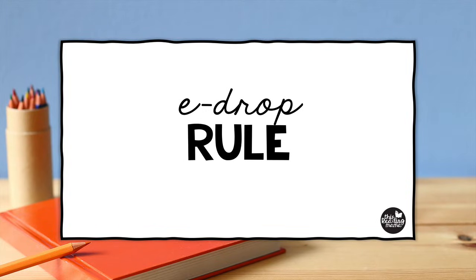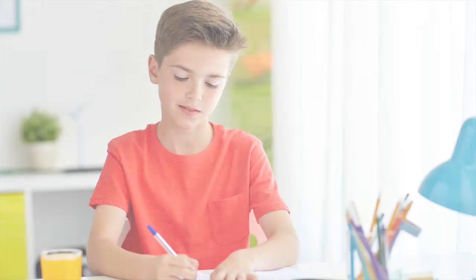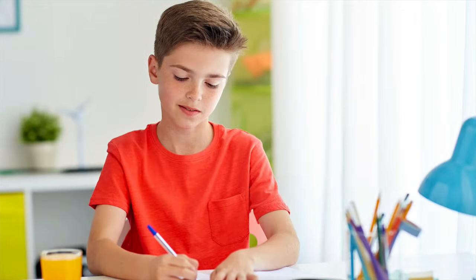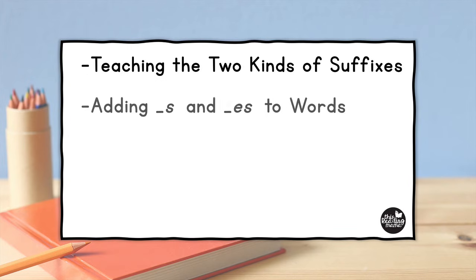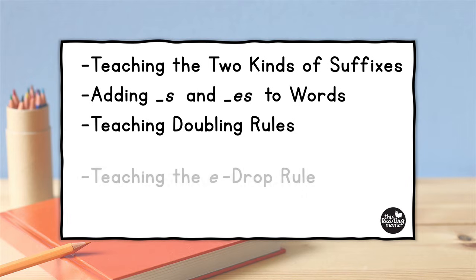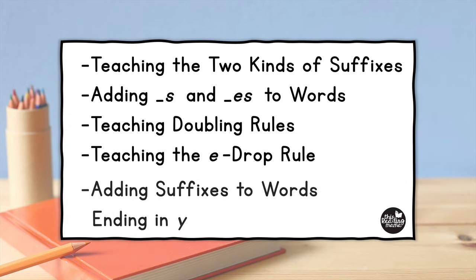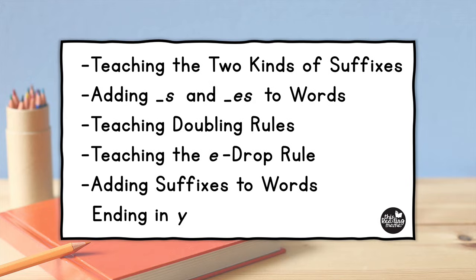The eavesdrop rule. As our learners come across longer words in their reading and those they need to spell, we want to be sure to teach them strategies to support their development. One of the ways we can do this is by teaching them the rules for adding suffixes to words. Some of the things we want to teach about adding suffixes to words are teaching the two kinds of suffixes, adding s or es to words, teaching the doubling rules, teaching the eavesdrop rule, and adding suffixes to words ending in y. Today, we're going to zero in on teaching the eavesdrop rule.